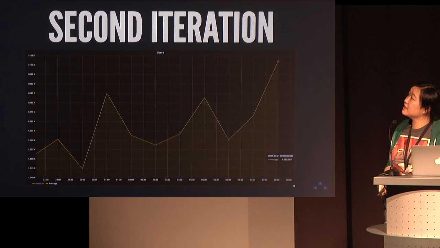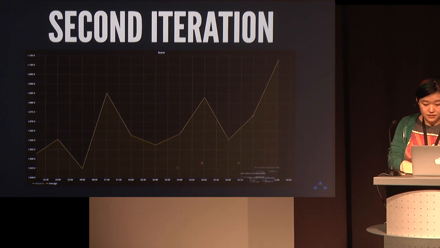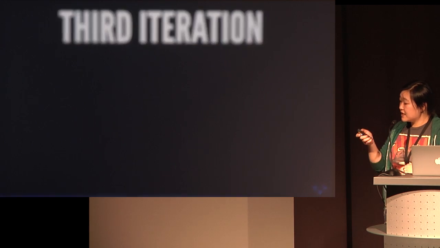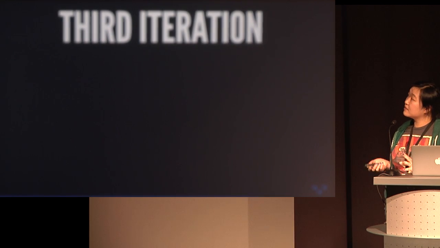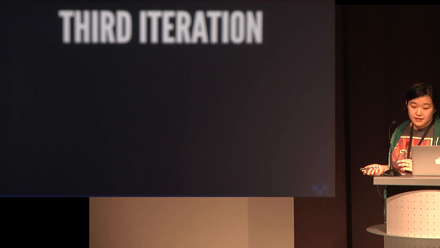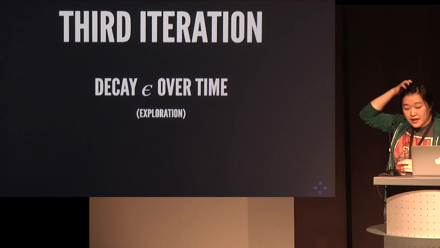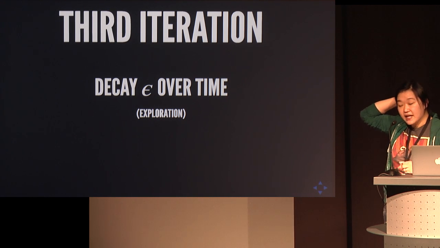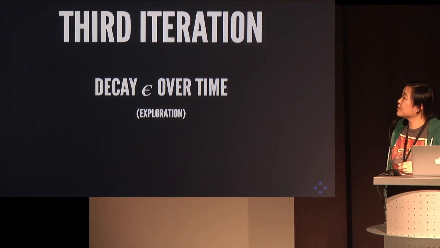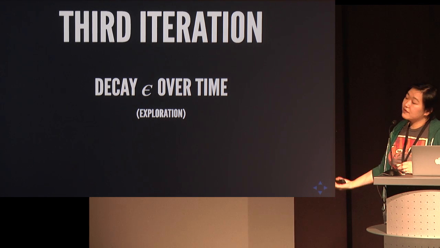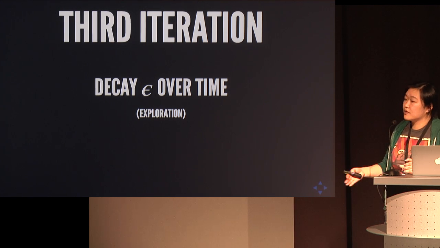And so I did a third iteration, where I played around a little bit with the meta parameters of my system. What I did was decay the epsilon over time. The epsilon is the value for the exploration. So if you have a high epsilon, you do a lot of random moves. If you have a low epsilon, you just do the moves that you're comfortable with, that you already know.